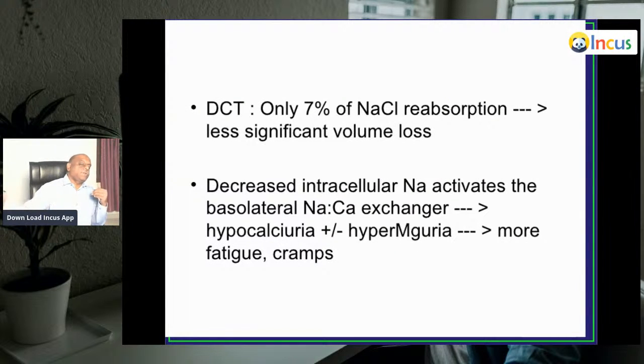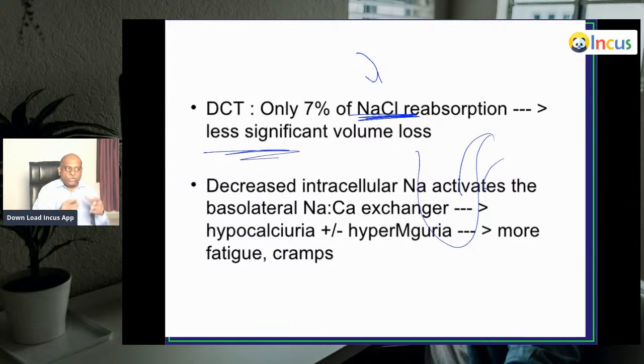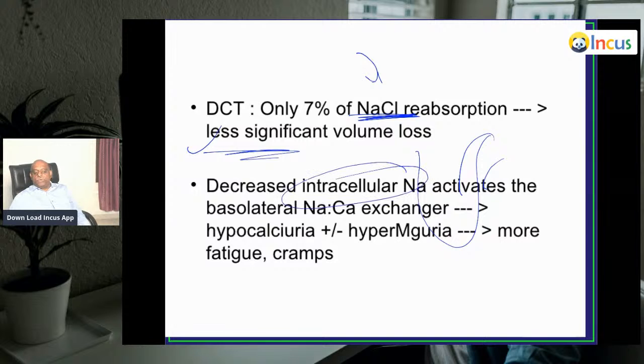In distal convoluted tubule, only 7% of sodium chloride reabsorption occurs, unlike ascending limb of loop of Henle. That's the reason the amount of volume loss that you see in Bartter versus Gitelman, if you take Gitelman, it is a less significant volume loss. And decreased intracellular sodium will activate the sodium calcium exchanger, leading to hypocalciuria, hypermagnesiuria, but hypermagnesiuria. That's the reason there is a hypomagnesemia.